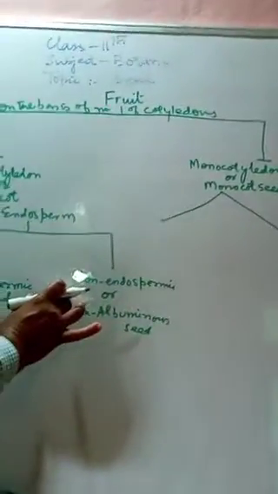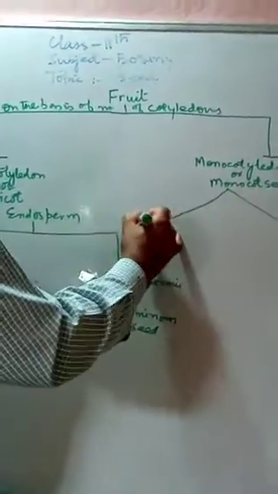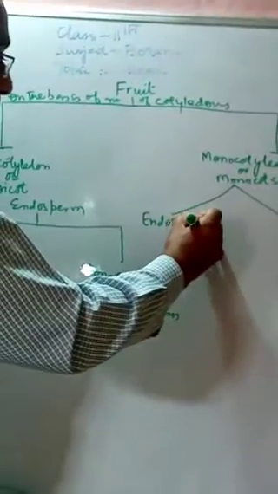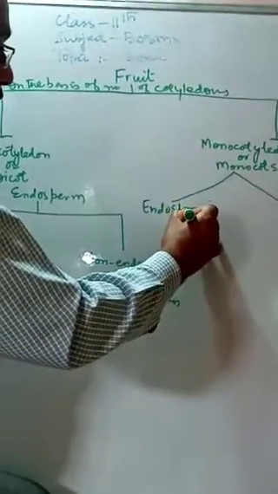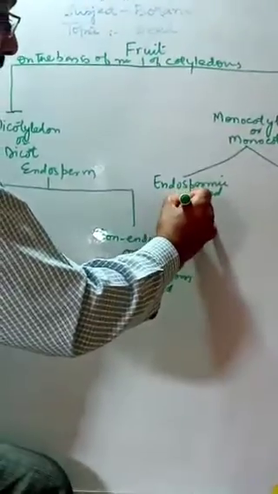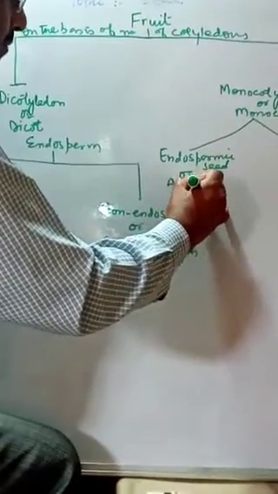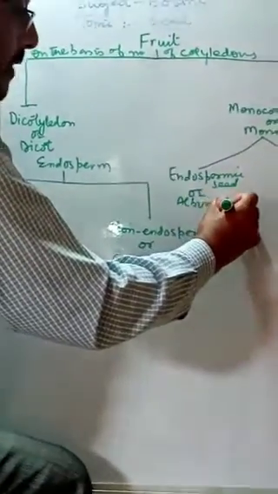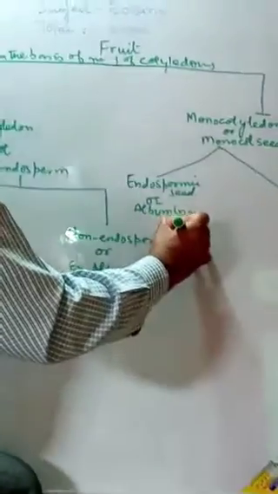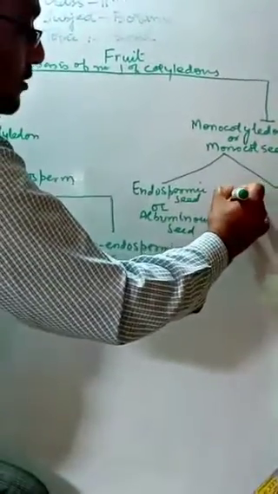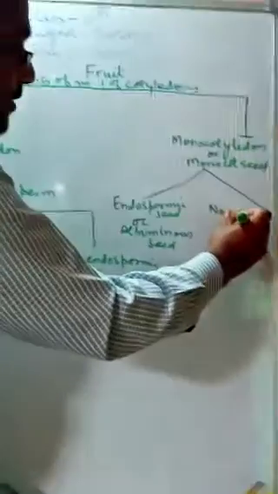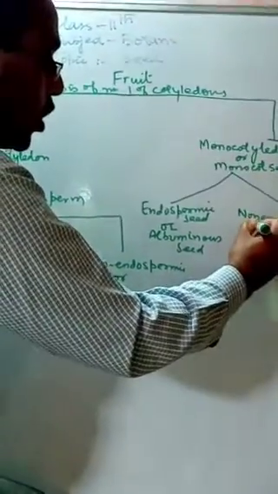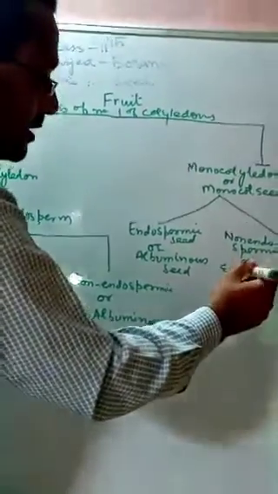If the endosperm will be present, then it is called as endospermic seed, or we can say albuminous seed. Second, then it is called as non-endospermic, or we can say as ex-albuminous या non-albuminous seed.